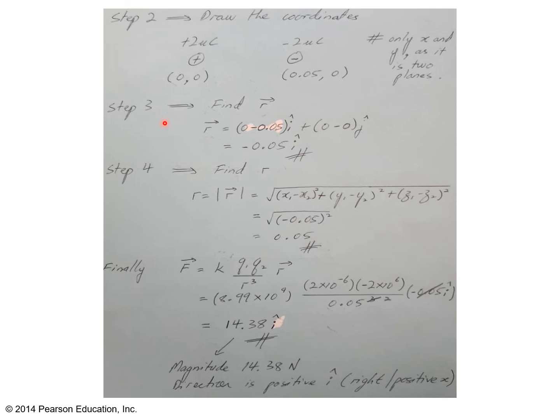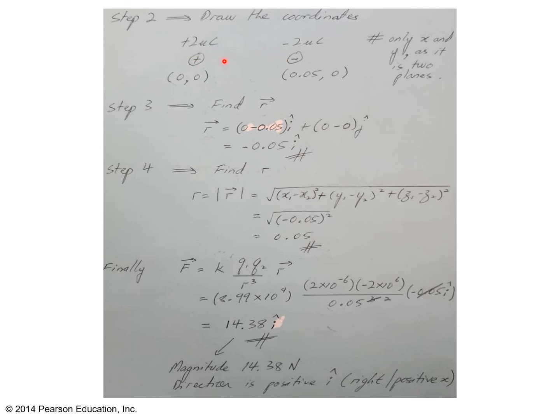Lastly, we substitute the value for vector r, magnitude of r, into the vector form of electric force. K, the proportionality factor, Q1 given, Q2 given, vector r from here, r from here, solve the whole thing, we'll get 14.38 i cap. Now 14.38 here is the magnitude. So we can denote it as 14.38 Newton. But what is the meaning of i cap? As I've told you just now, i cap means positive x direction. So to the right or positive x.